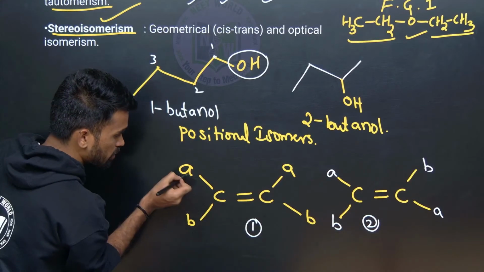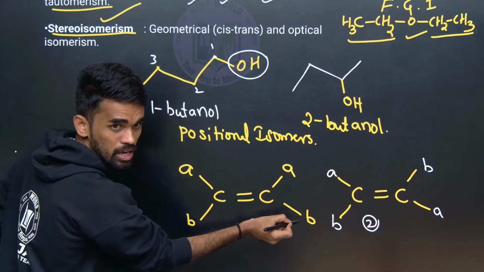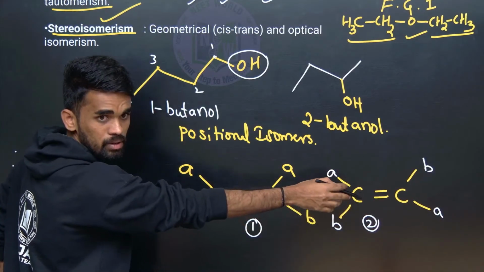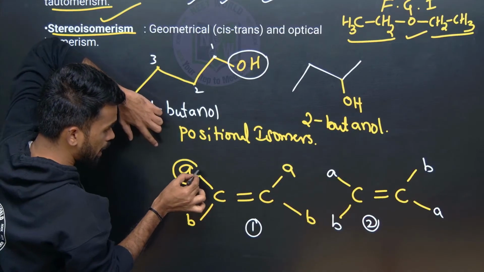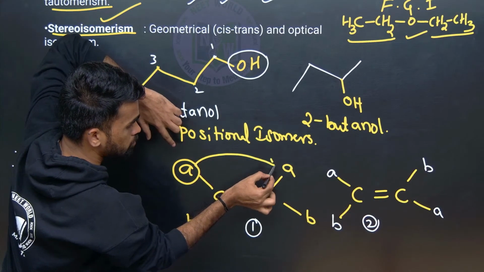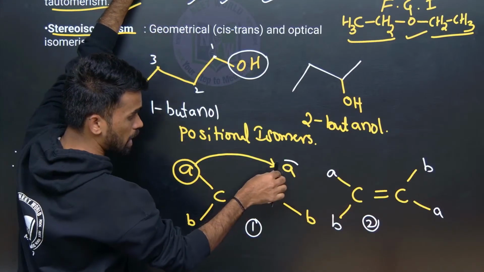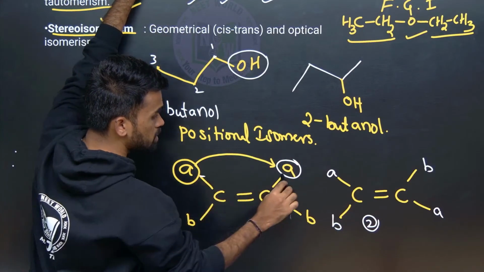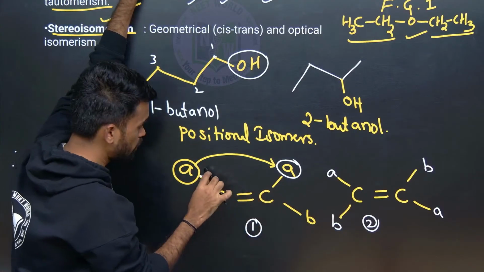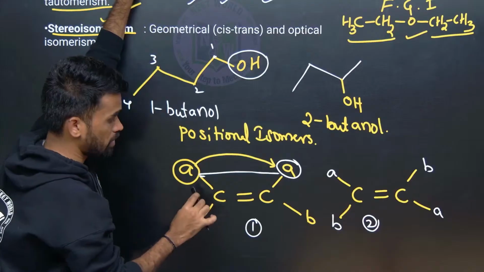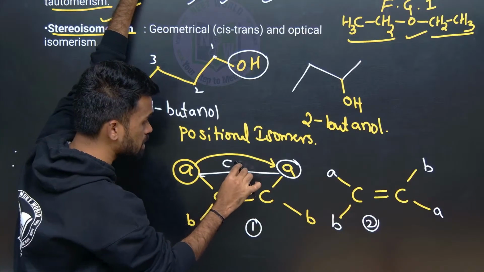See, on this carbon we have A and B, on this carbon also A and B. But just check the position of this A with respect to the other atom. Here also it will have A. So on the same side of this double bond, on two different carbons we have the same groups. When we have it like this, we call them cis.